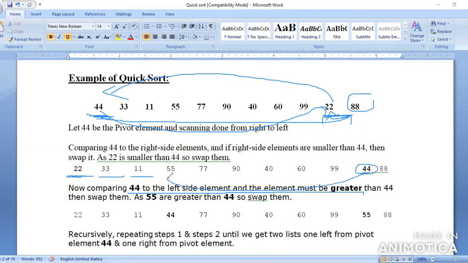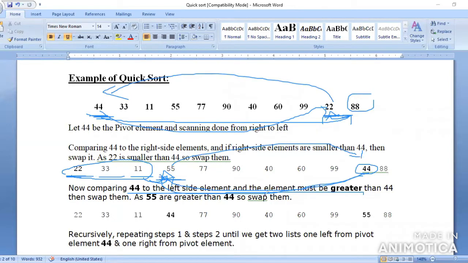The pivot element will be checked against the left side of the elements. So 22, 33, 11 are always less than 44, so they are in position. So you have to compare to the next element. The next element is 55. Now what will we do? You compare the pivot element 44 to the left side of the element. The left side, 22, 33, 11, is in position. The next element is 55. The 55 must be greater than the 44. So what will we do? Then you have to swap the elements.